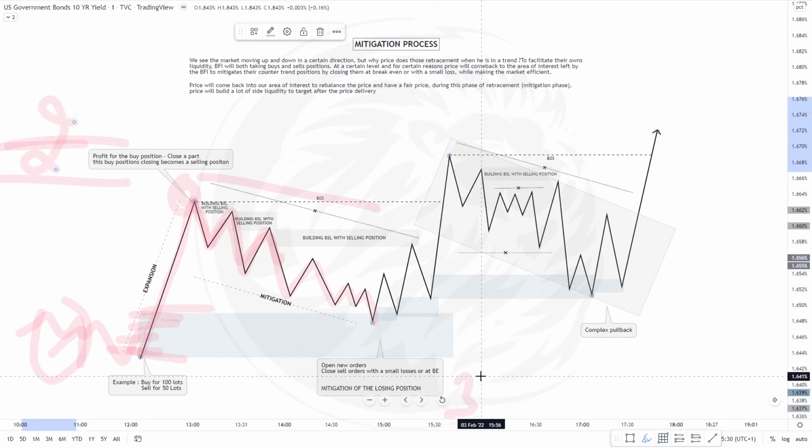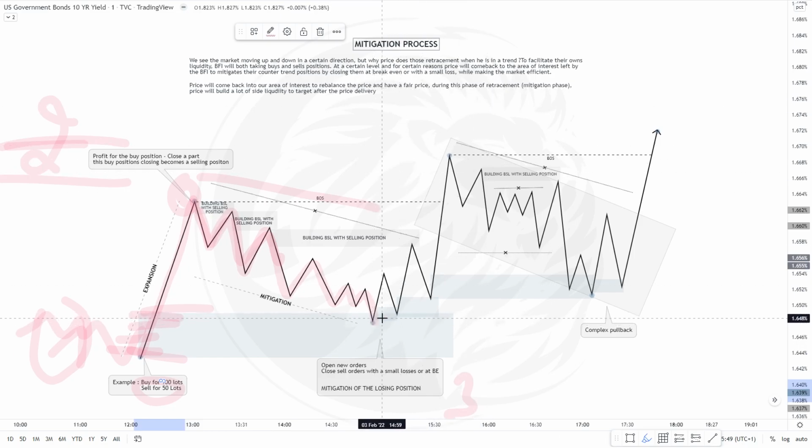Here we are at step 3. So in step 3, they will start to mitigate, so the mitigation process happens. They will mitigate their selling position by closing it at break-even or with a small loss, and by doing that they will become buyers, and so we will see the delivery of the order block starting in a lower time frame by a switch of structure.